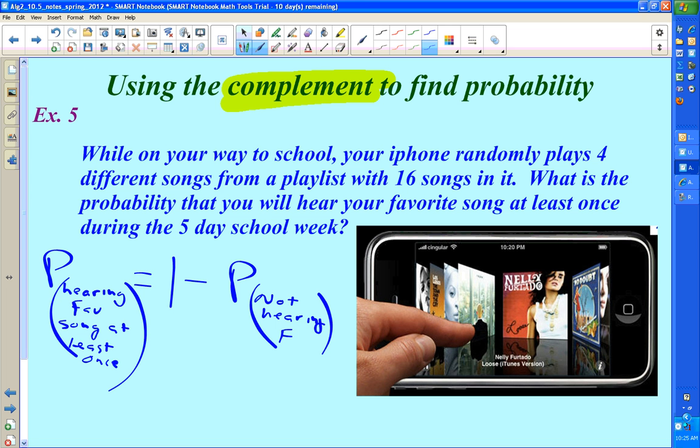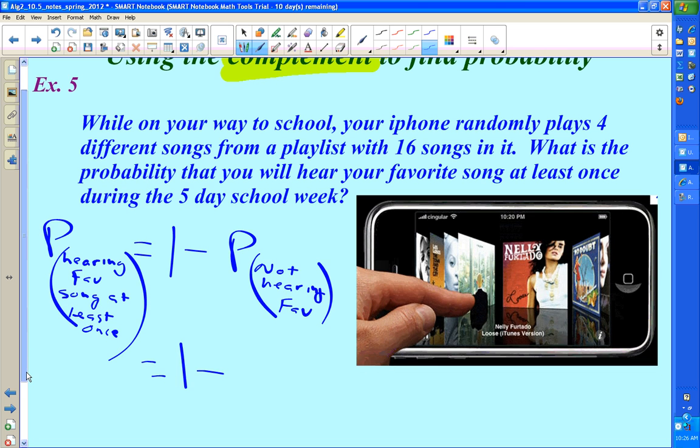Rather than figuring out what it would take to hear your favorite song once, or twice, or 3 times, or 4 times, or 5 times, let's do the probability that we're not going to hear it. And we subtract that from 100% or 1, and that'll be much easier. Now, in the playlist, there's 16 songs.